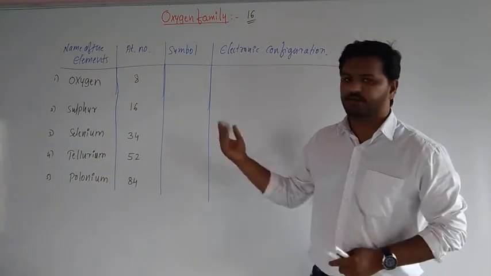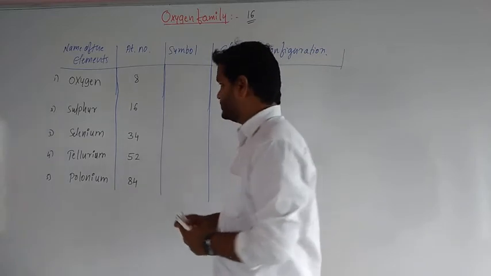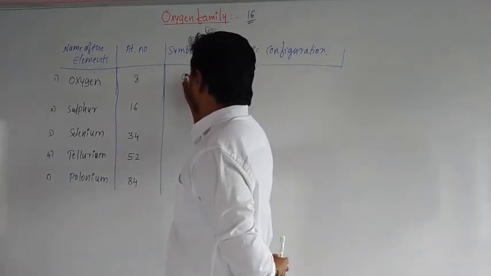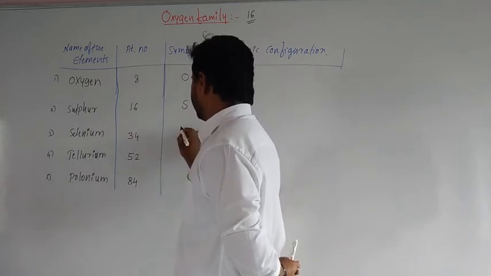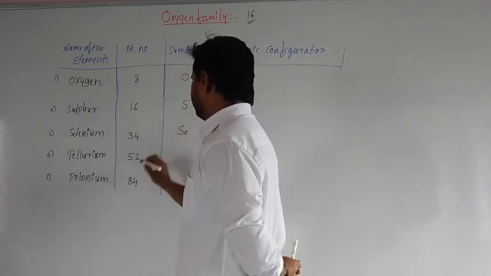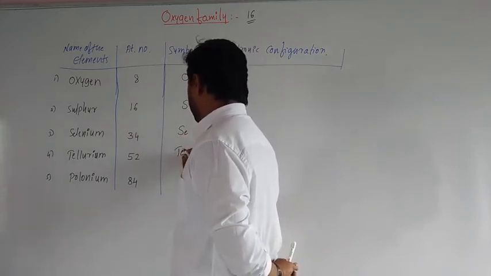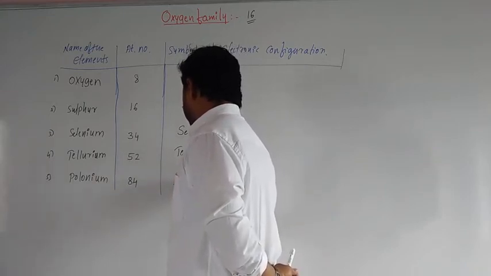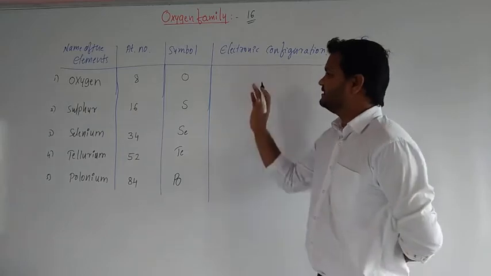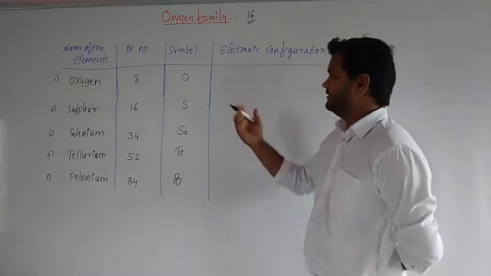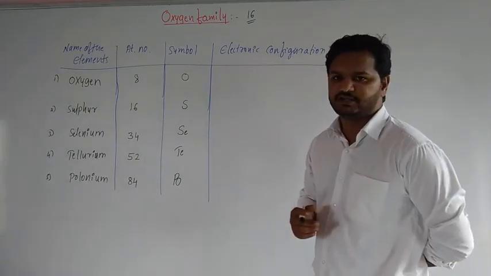And symbol of that elements: oxygen symbol is, students, capital O, sulfur capital S, selenium capital S small e, tellurium capital T small e, polonium capital P small o. So these are the symbols of group 16 family members and respective electronic configuration.